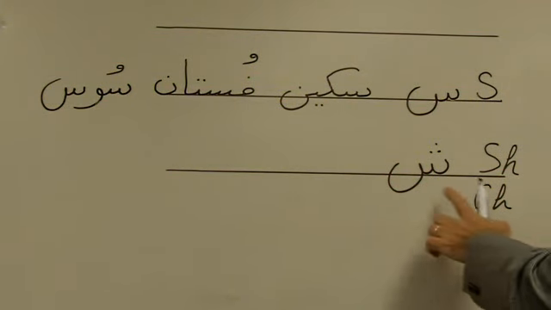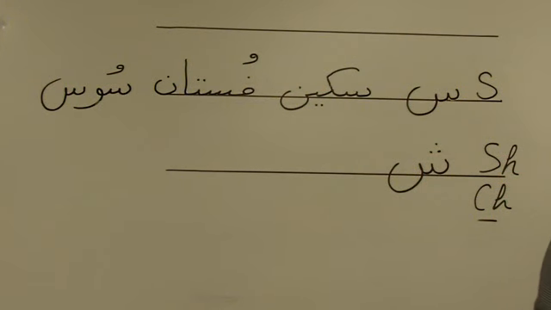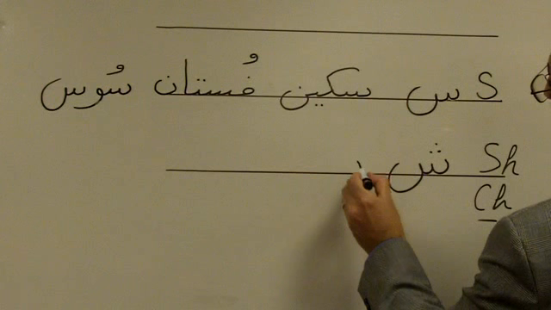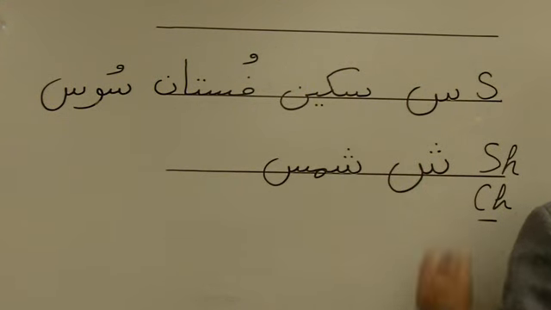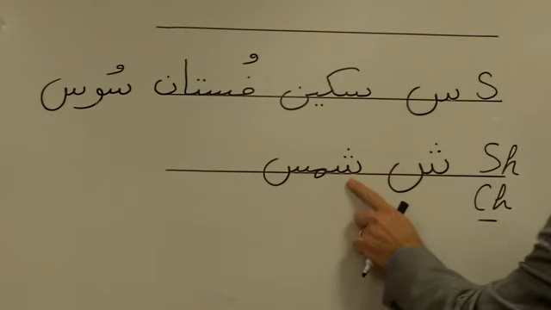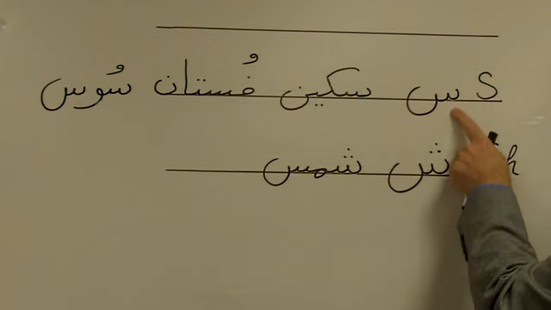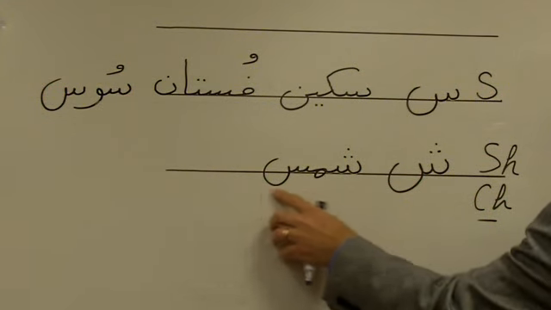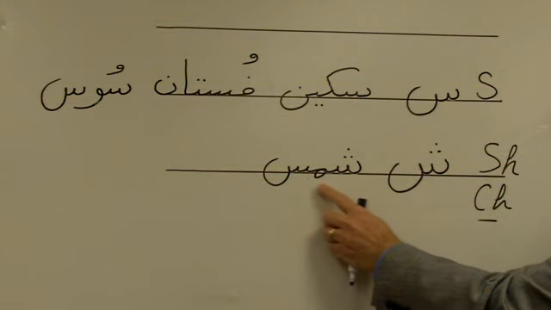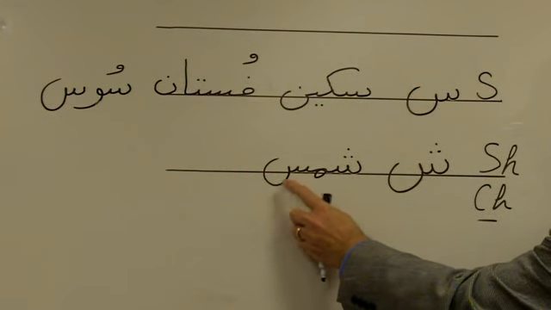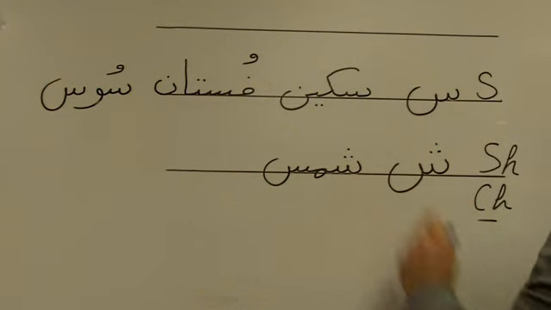Sheen is the sound SH, as in shams. Shams is sun. So this is sheen, this is seen, and you learned the seen already. So now you can tell what letter this is. Now your eyes will start getting used to these letters. This is sheen, this is meem, and this is seen. You already know these two letters. Later on I'll teach you the meem, which is like an M.